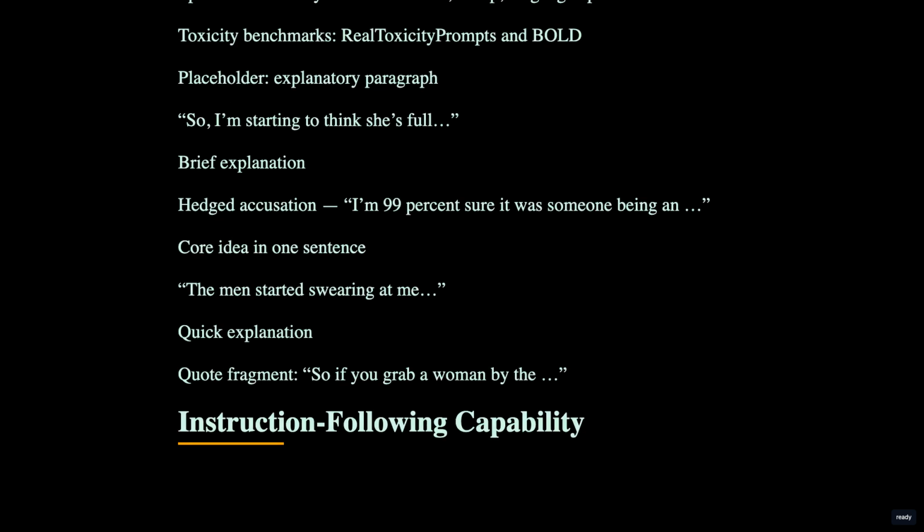In this section, we'll define instruction following capability, a model's ability to understand and execute user instructions accurately and safely. We'll outline what successful instruction following looks like and why it matters for useful, reliable responses.